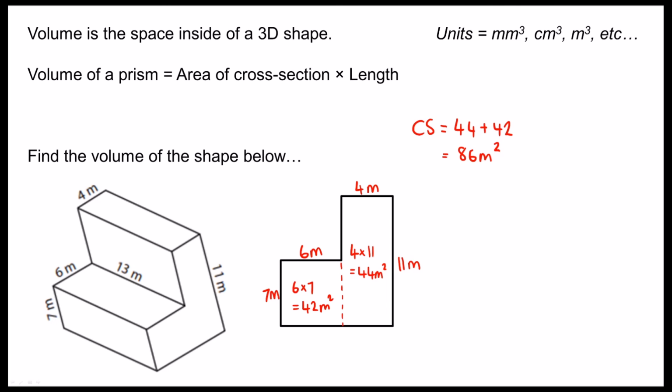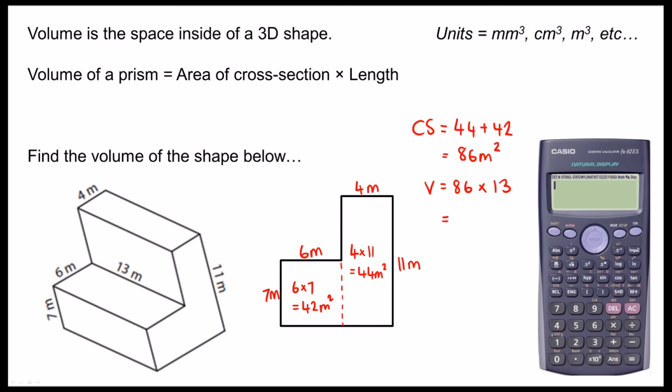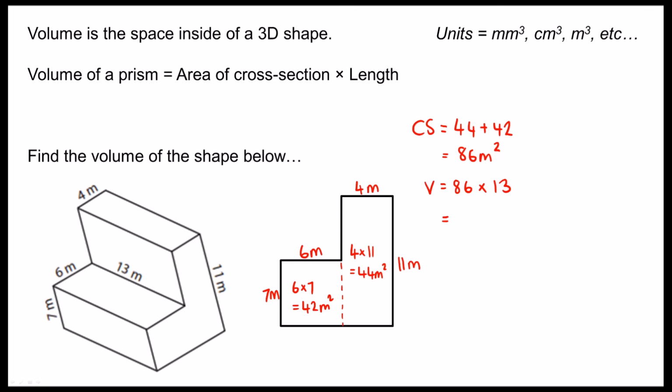I can now work out the volume by timesing the area of this cross section, which is 86, by the length of my prism, that's 13. Obviously, to work this out, I can use a calculator to help me. So I can get my calculator. I need to put 86 times by 13, and that gives me an answer of 1118. So that means the volume of my prism is 1118 meters cubed. That's my final answer.